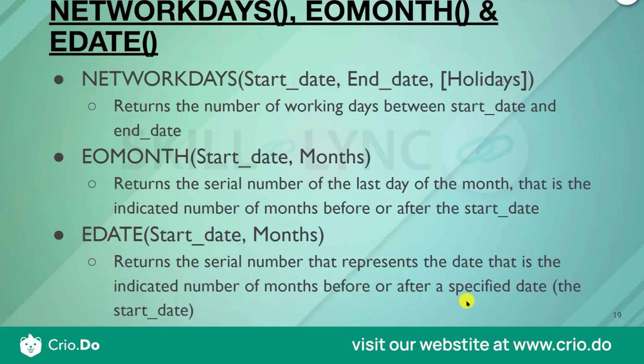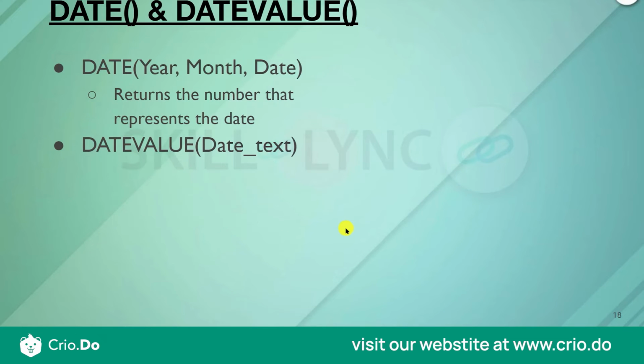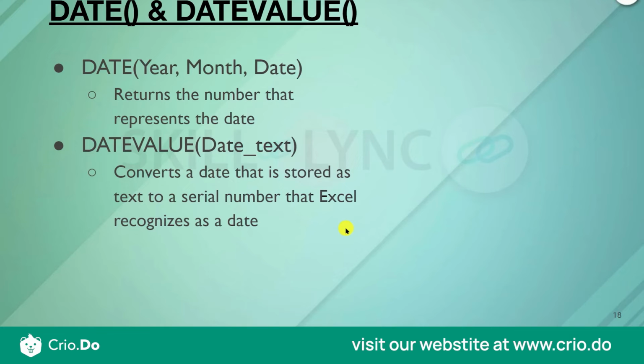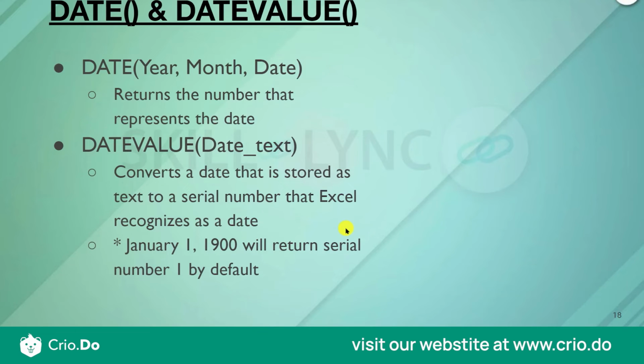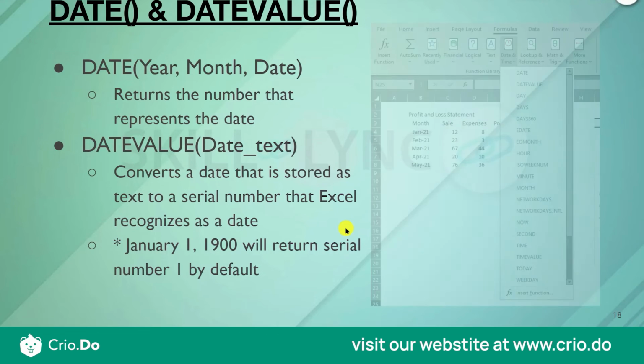And these five functions which we covered are frequently used. What we covered: the DATE function is used to return the number that represents the date. So what you pass to this function is the year, month and day. The DATEVALUE function we covered, we pass only one argument to this function, that is date text. So if you have some data already written into some kind of a string or text, in that case you can use DATEVALUE. It converts a date that is stored as text to a serial number that Excel recognizes as a date. January 1, 1900 is returned as serial number 1 by default.